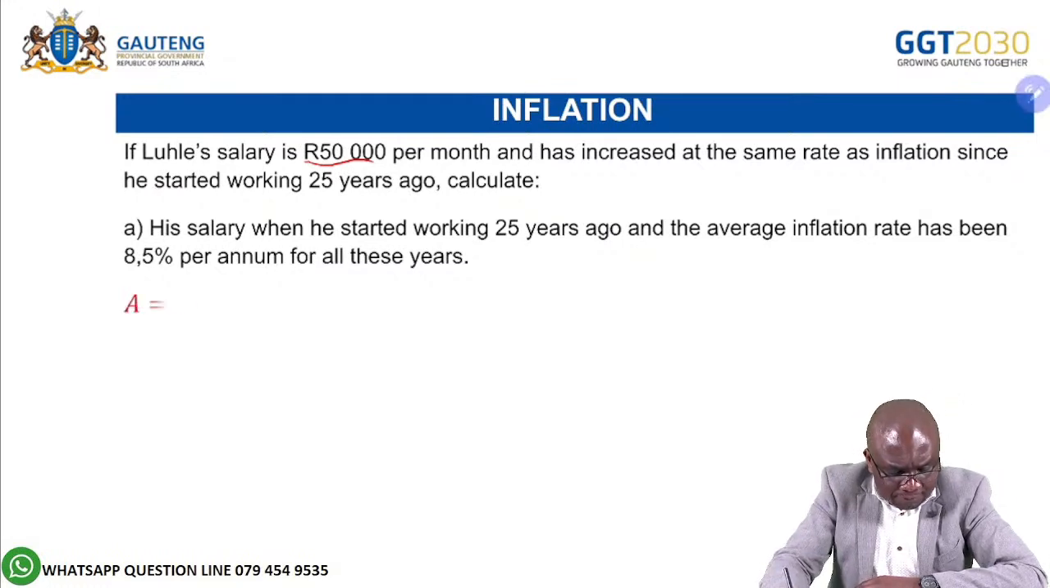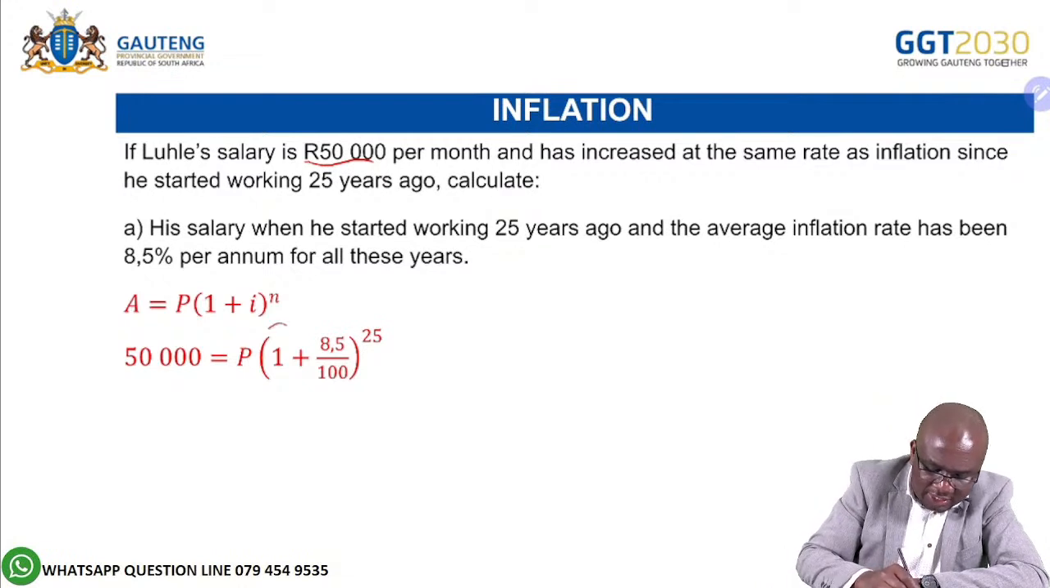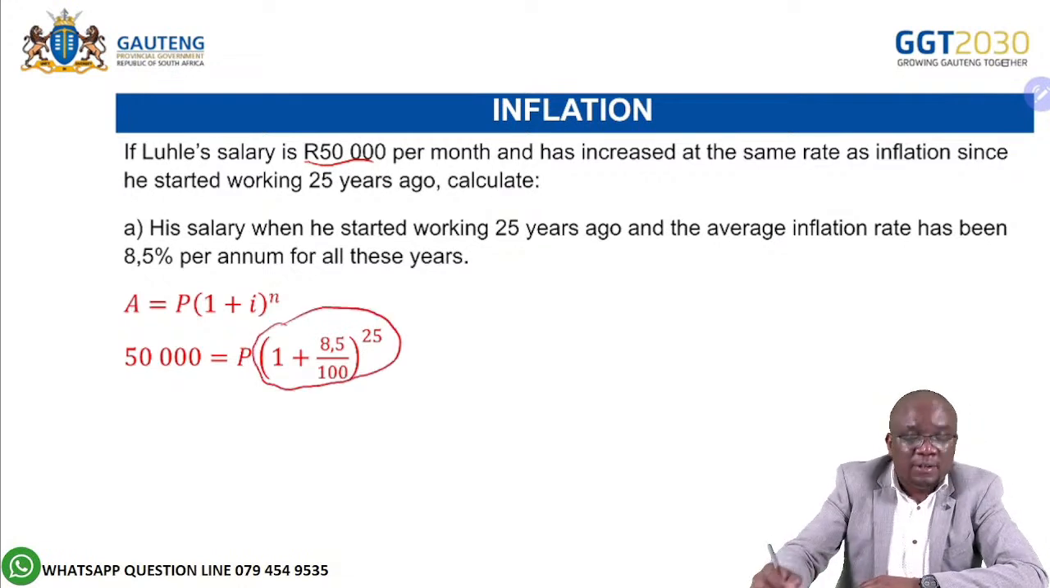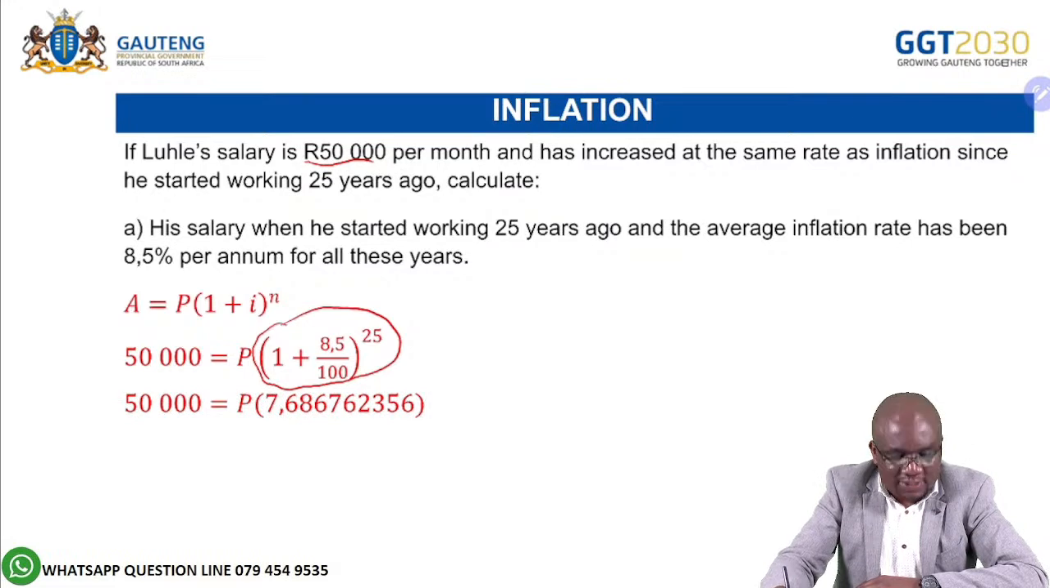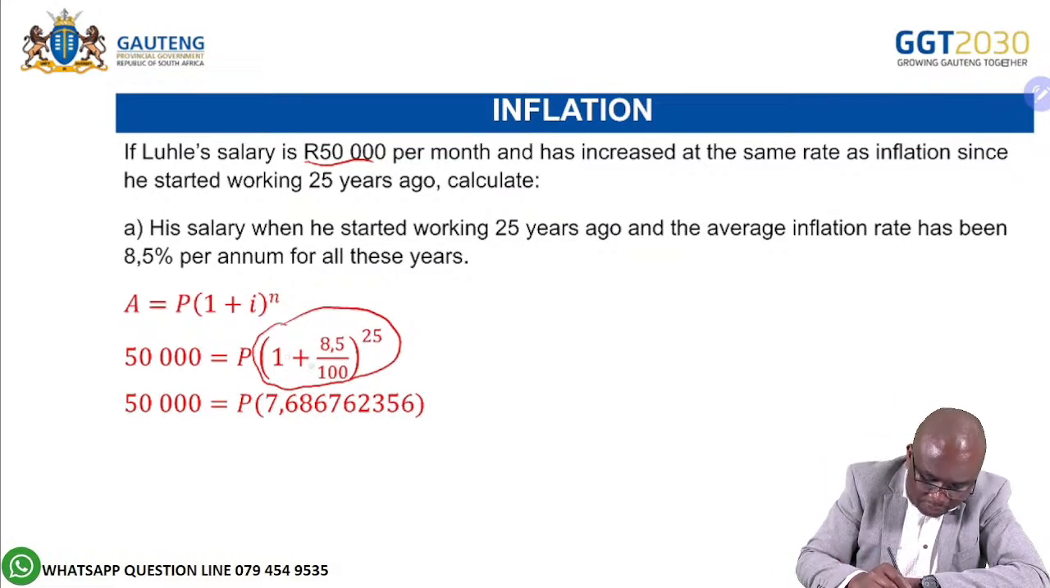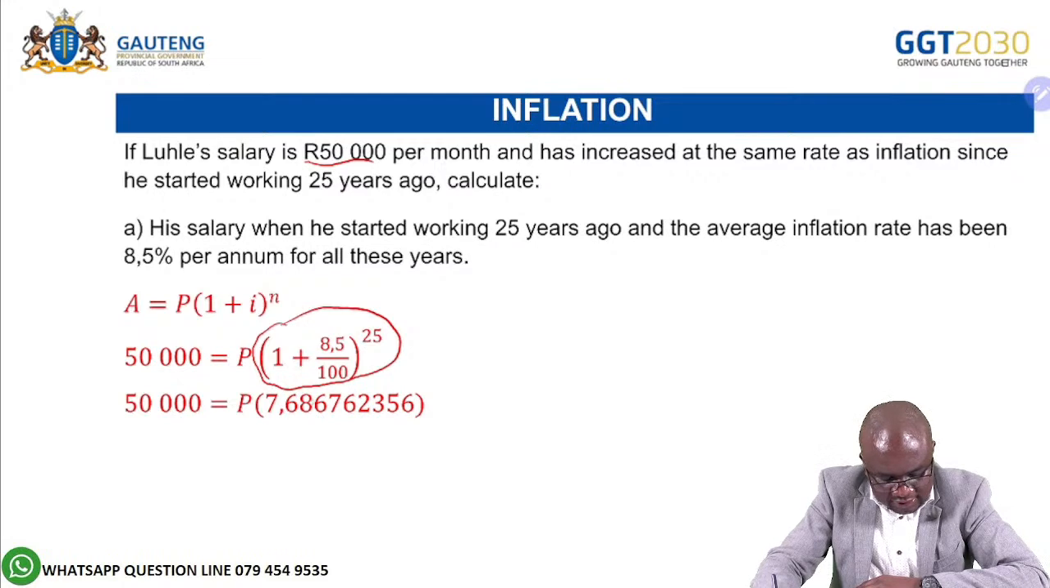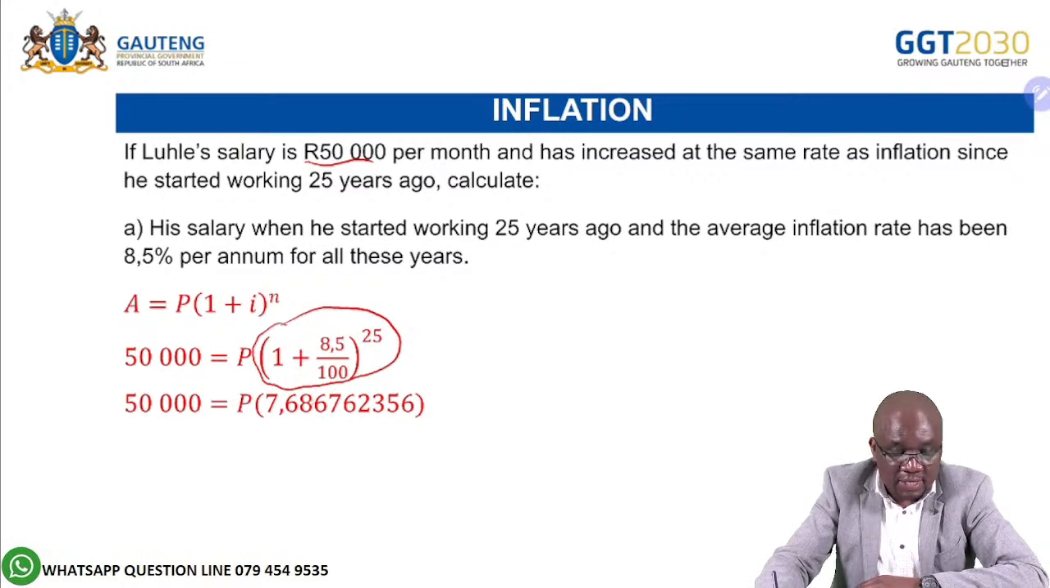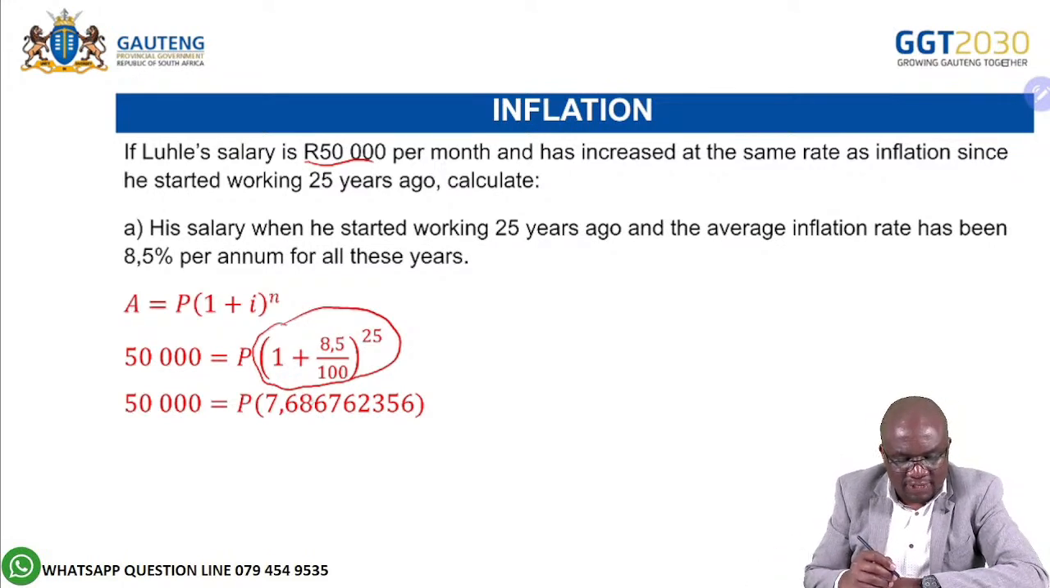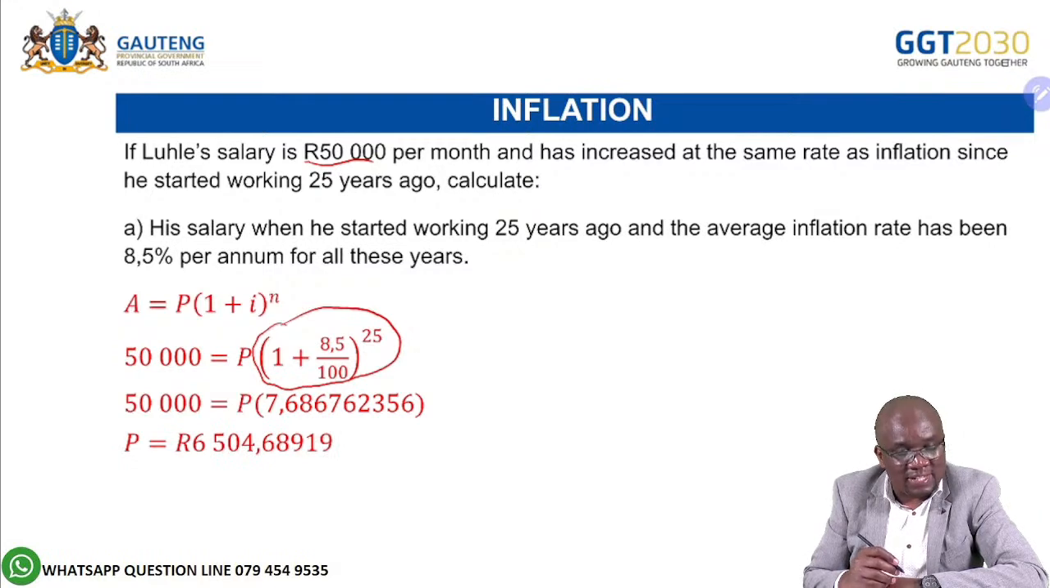So going back, we're looking for P. So now we substitute there our A, and then we get P, and then you can get what this thing is. Just use your calculator, and then divide by 7. This whole bracket is 7,6876,62356. And then now we are dividing both sides by this amount, and then we get that P is equal to 6,504 rand, around 69 cents there.